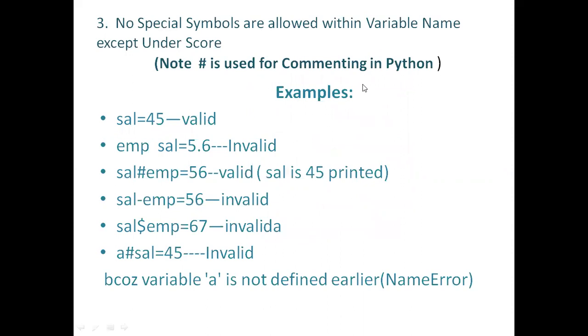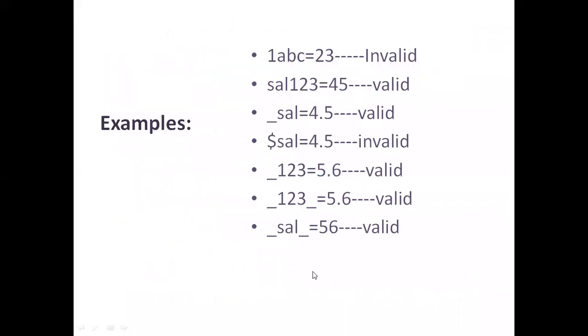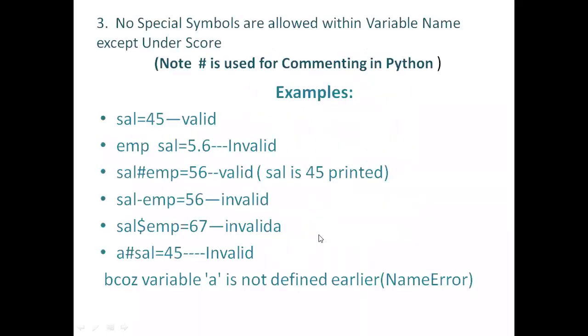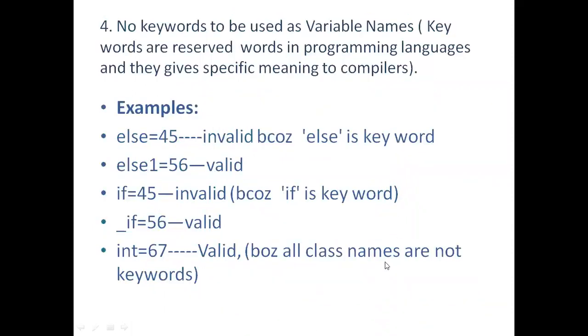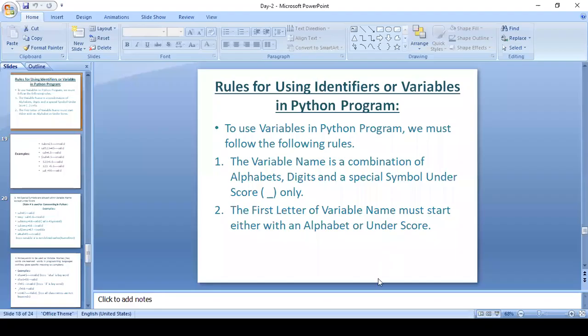No special symbols are allowed in a variable name except underscore. Did we do it earlier also? No special symbols are allowed, as we did it here also. Let's take an example again. Let's go back to examples.